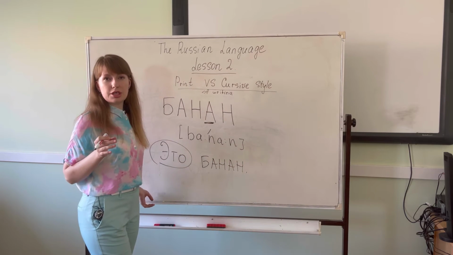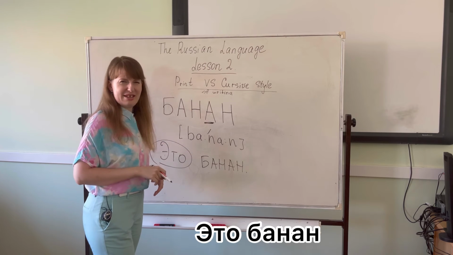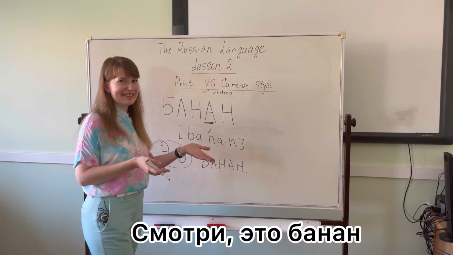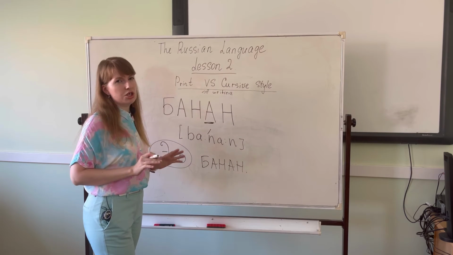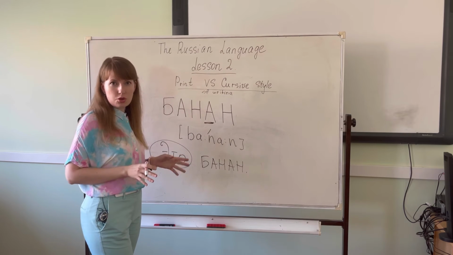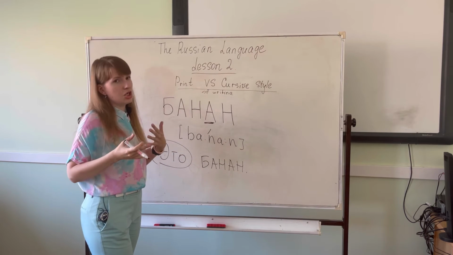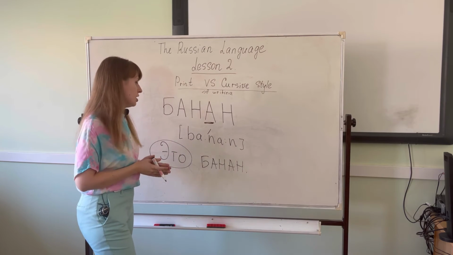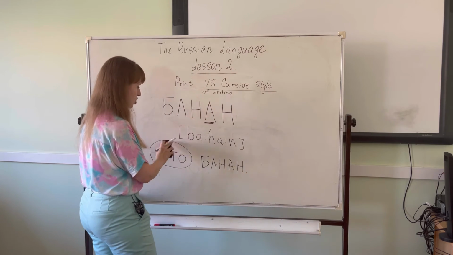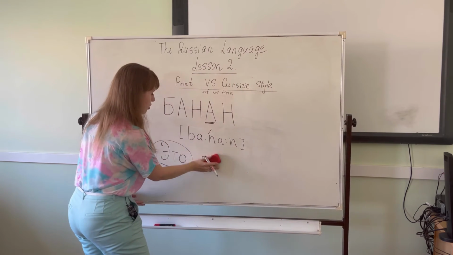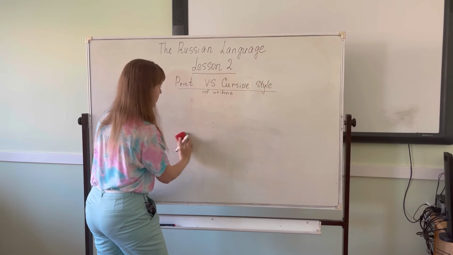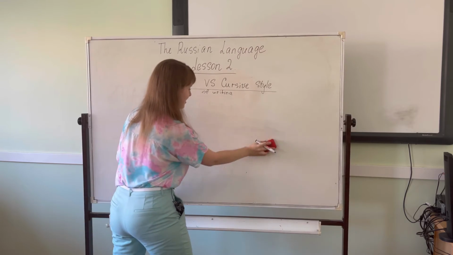So in English you usually say something like, look, this is a banana, right? And in Russian you will say, смотри, это банан. So the intonation in Russian is very loose and very comfortable for you. You don't keep the intonation as in English. In Russian it's just free for you. Feel free to use an intonation as you like.